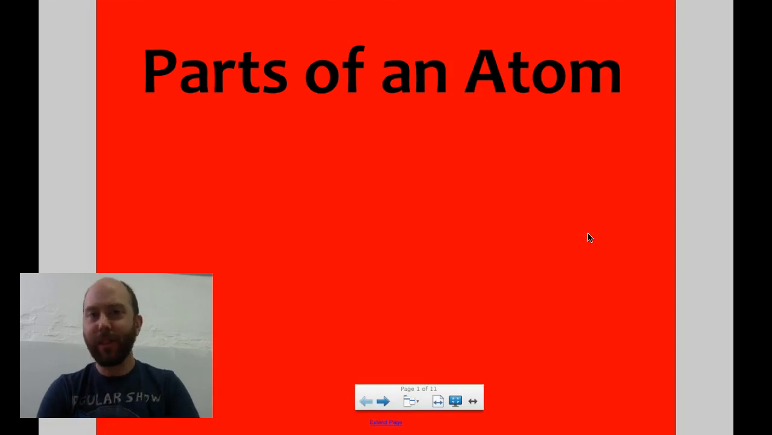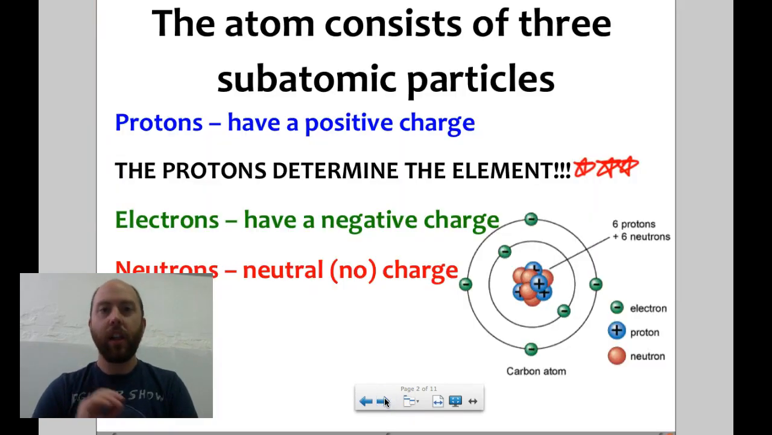Alright, so for this first lesson, guys, let's talk about parts of an atom. Now, a long time ago, we extensively talked about parts of an atom during CP Physical Science. So whenever you took CP Physical Science, you should have learned everything there is to know about parts of an atom. So if we start this, let's first talk about the three main parts of an atom.